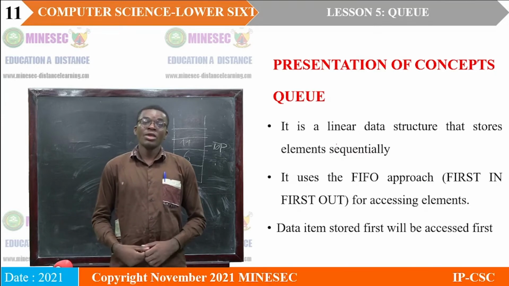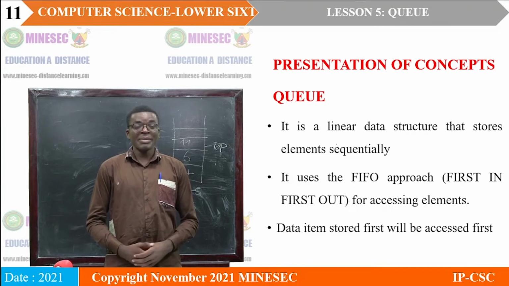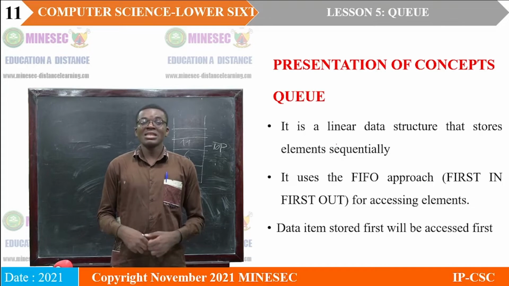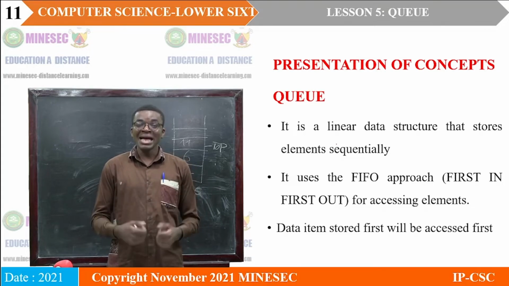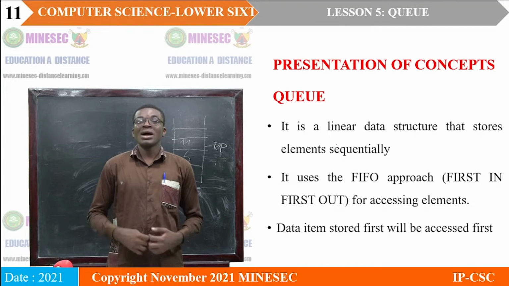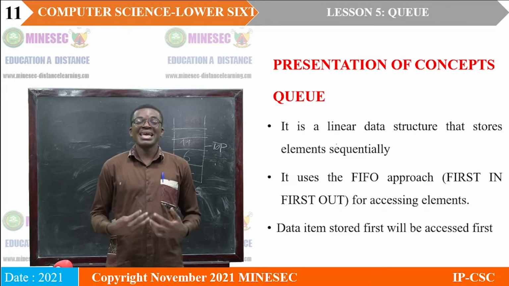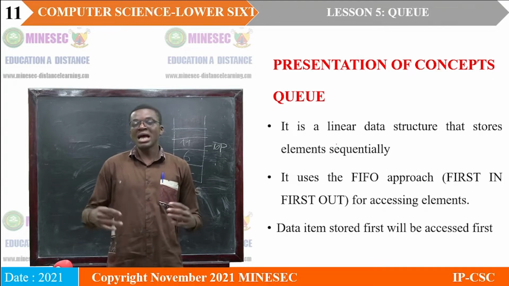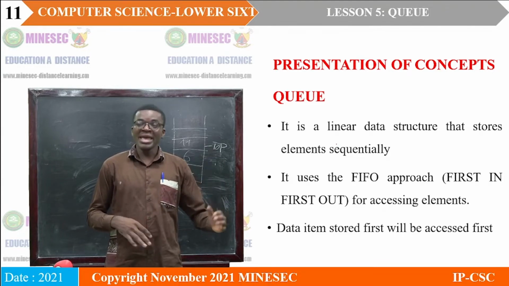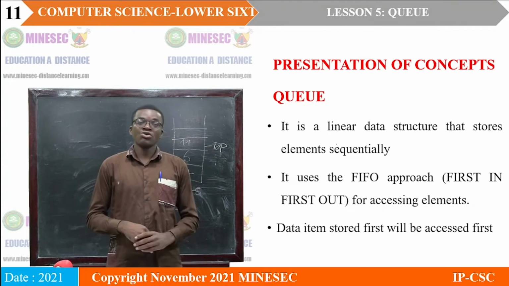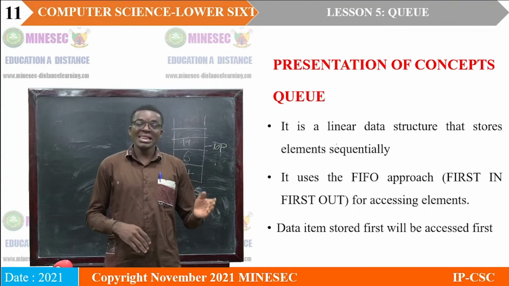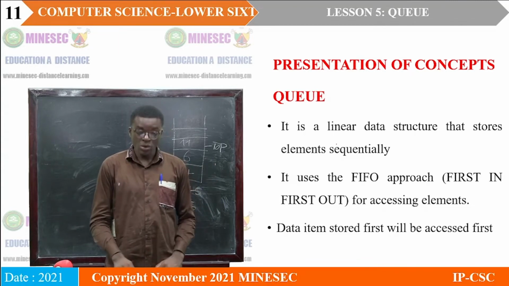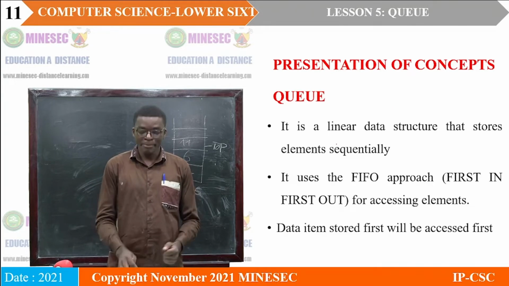So a queue uses a FIFO approach. The data item that is being stored first, or added first to the queue, is being accessed first. For example, we have a container where both ends are open. You enter from point A and you leave from point B. So the first element to enter from point A should be the first to leave from point B, because they entered in a sequential manner.